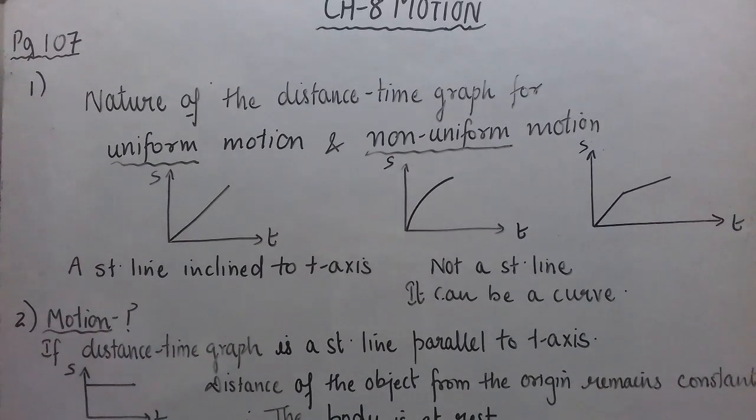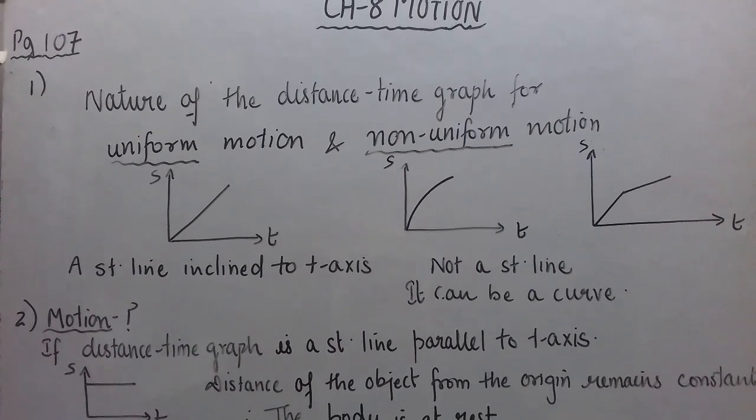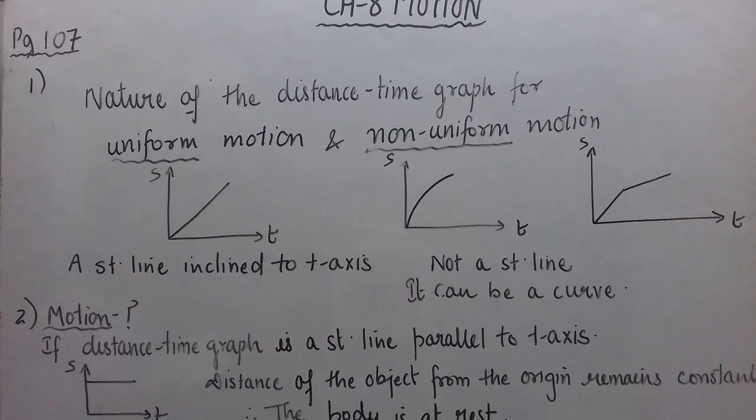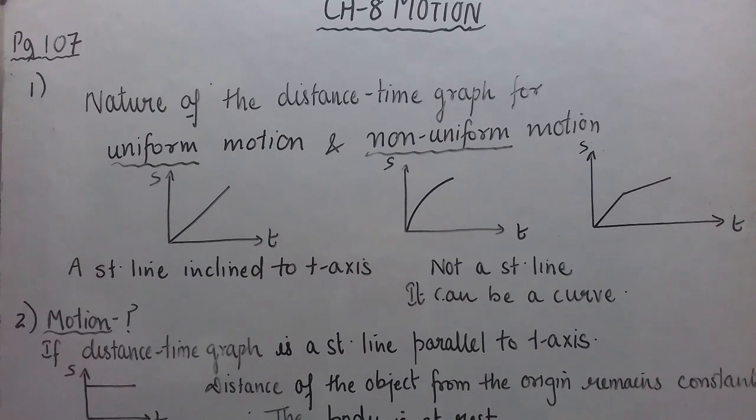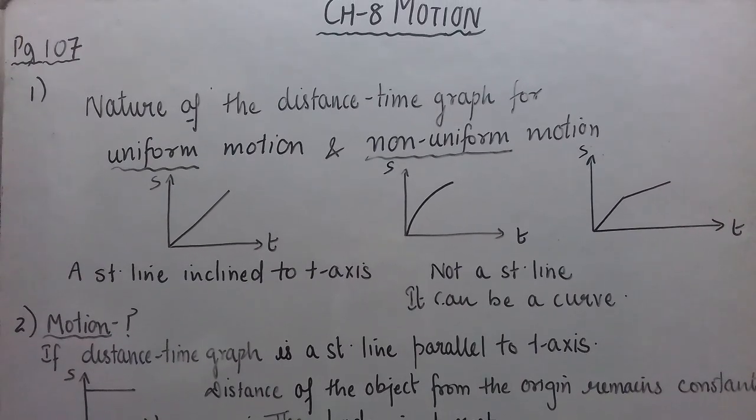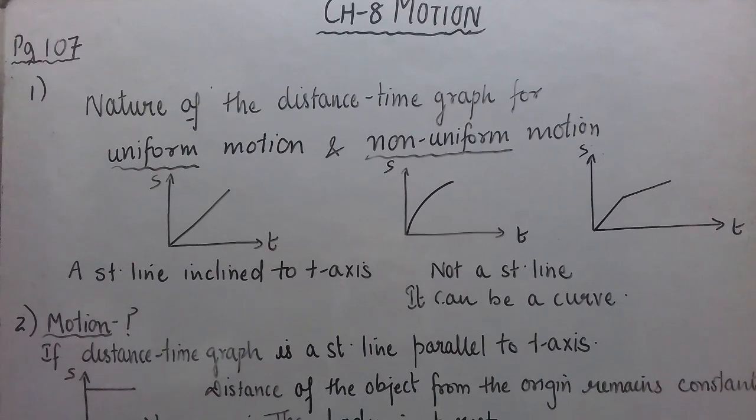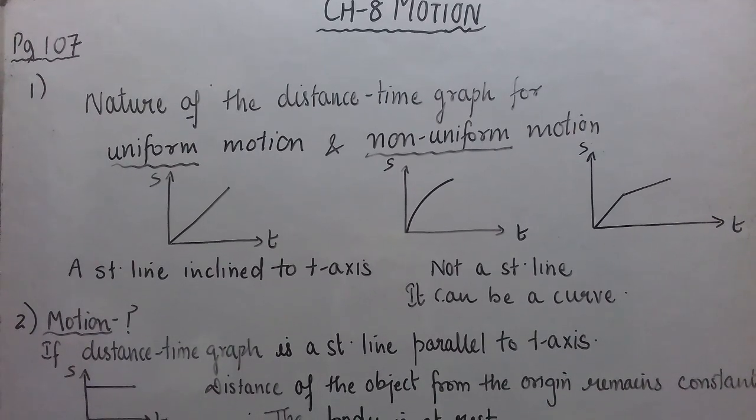Now let us do the questions given on page number 107 of the textbook. First question is, what is the nature of the distance time graph for uniform and non-uniform motion of an object?